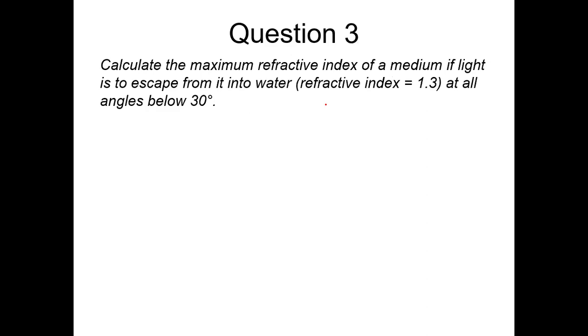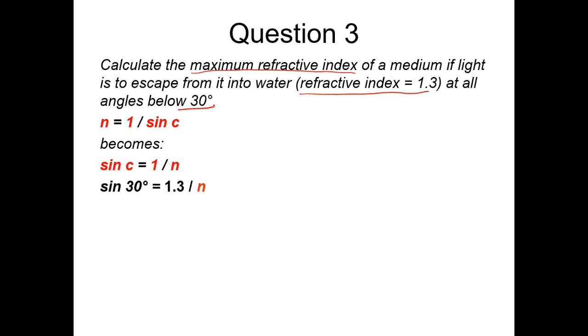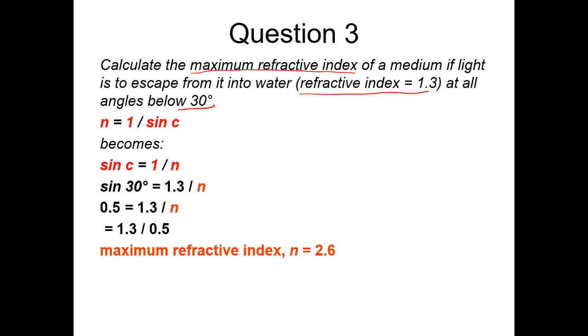Okay, again, calculate the maximum refractive index of a medium if light is to escape into water, whose refractive index is 1.3, at all angles below 30. So n is 1 over sine c, so sine c is 1 over n. So sine 30 is 1.3 over n, and that's how you get the refractive index.